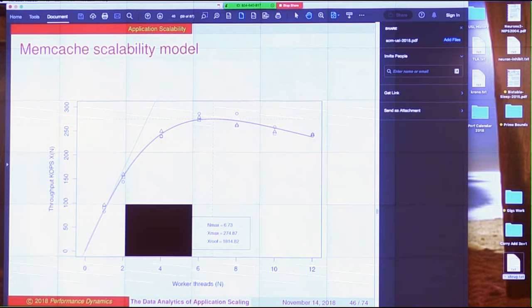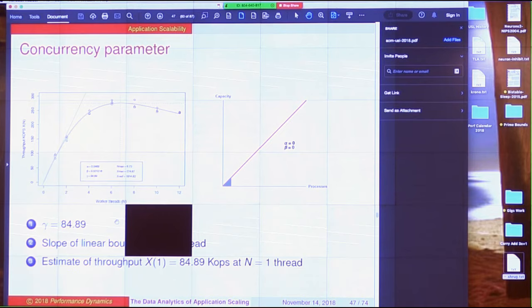The beta term is actually very small, but it's not zero. And since it's not zero, we do see it rolling off. I look at this now a little bit more carefully. So the gamma value is just the linear portion. That's to say the rate at which it rises linearly. So that's the lower left part of the plot on the left-hand side. And that's actually also an estimate of the throughput if I just had one worker thread running in Memcache.